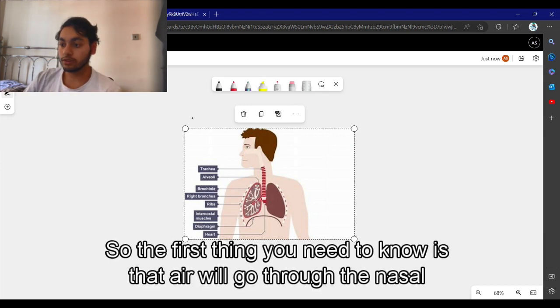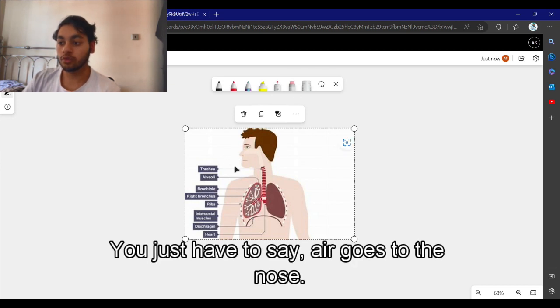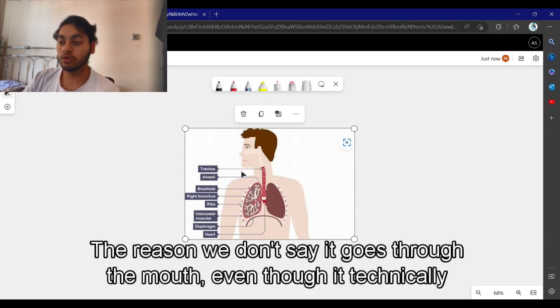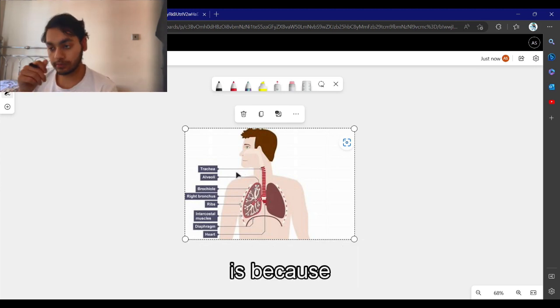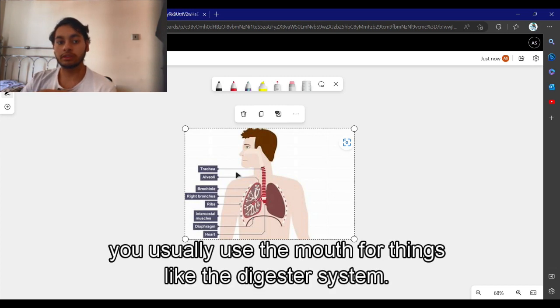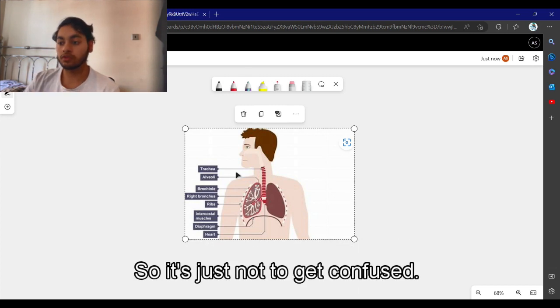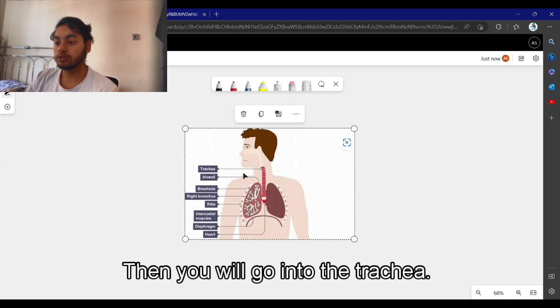So the first thing you need to know is that air will go through the nasal cavity, so you know where your nose is. You just have to say air goes through the nose. The reason we don't say it goes through the mouth, even though it technically does, is because we usually use the mouth for things like the digestive system. So it's just not to get confused. So you breathe in through the nose, then you will go into the trachea.